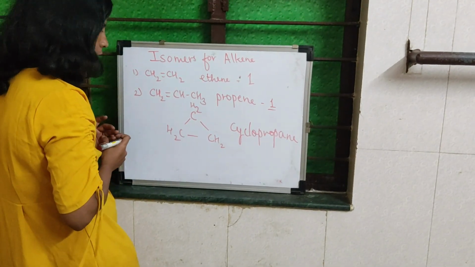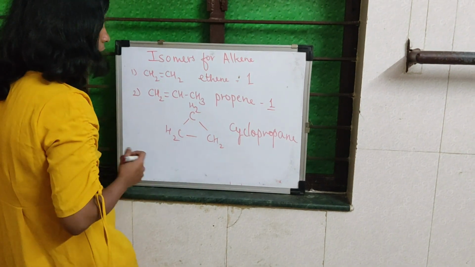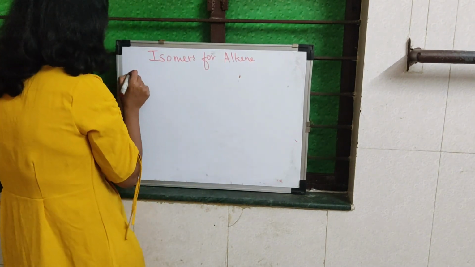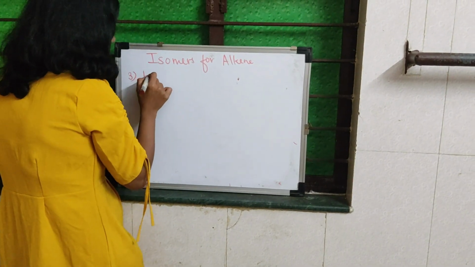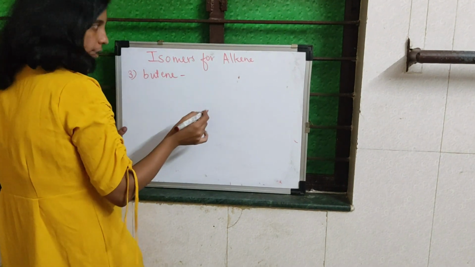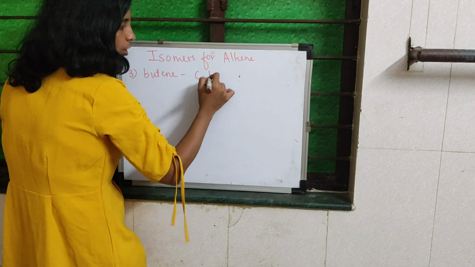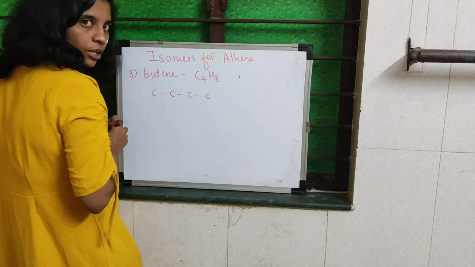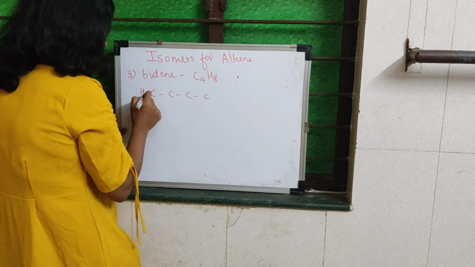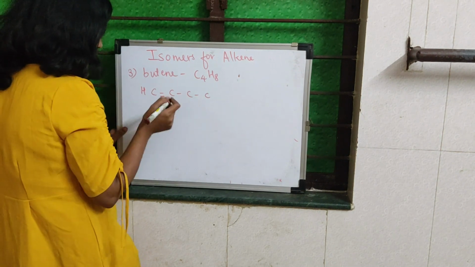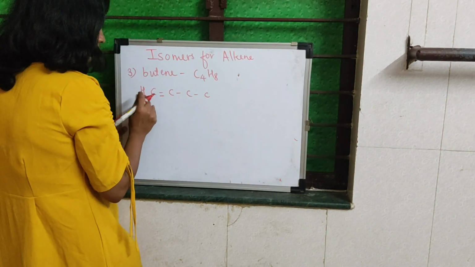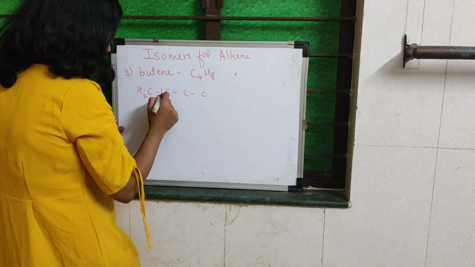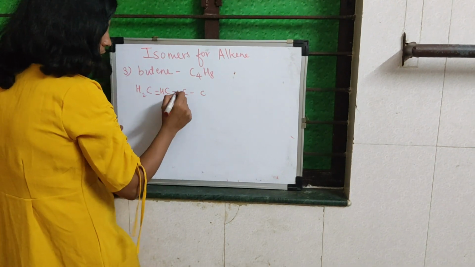Now we will go to the next one, that is butene. Do you remember the molecular formula for butene? Very good. It is C4H8. Now first let us arrange the carbons. Okay. Now let me put the double bond in the first position here. 1, 2, 3, 4.